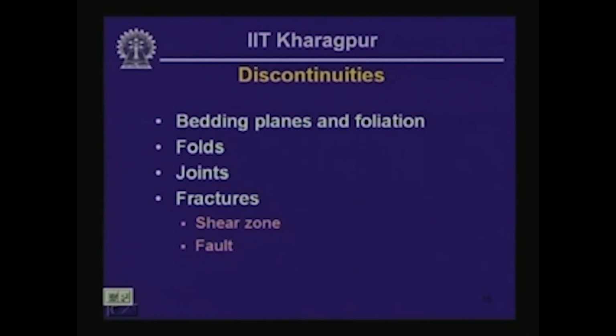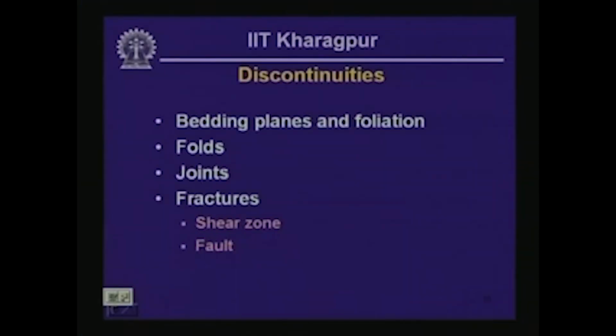So, you remember in the case of gneiss or schists, what we had is a relatively thin lamination of alternate layers of different minerals. This kind of stacking is called foliation, and you can have bedding planes in the case of sedimentary rocks, and we discussed the details of the geometry of these characteristics. And then we can have folds.